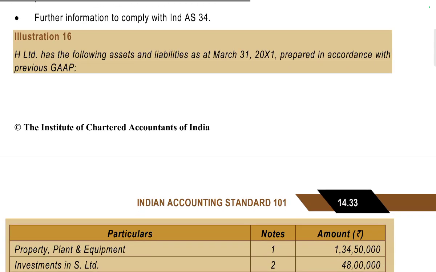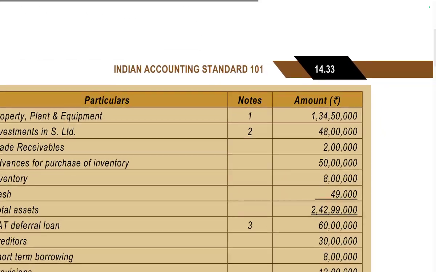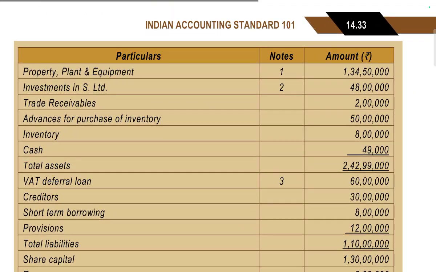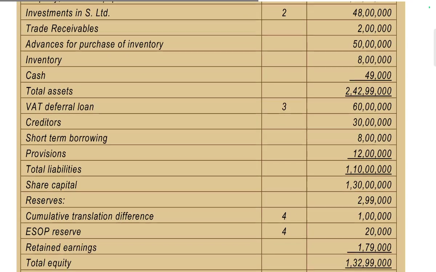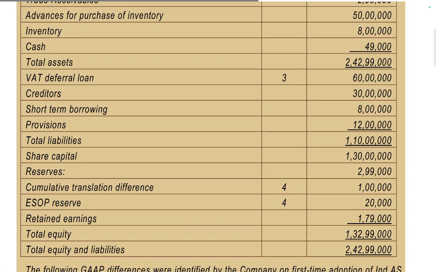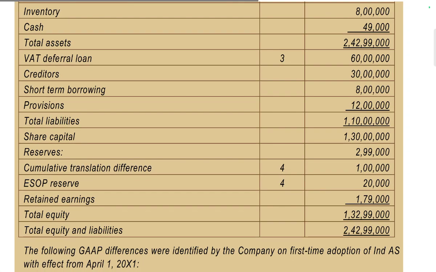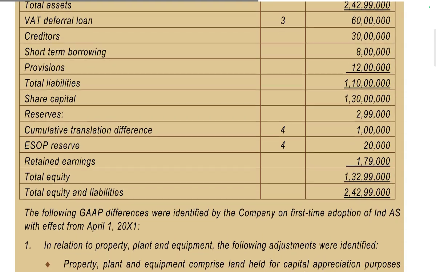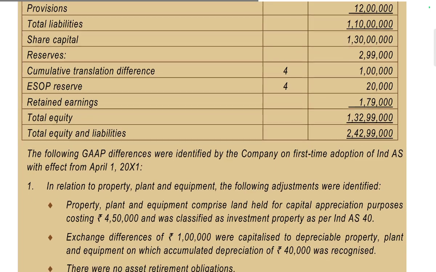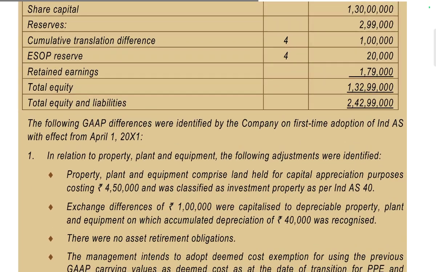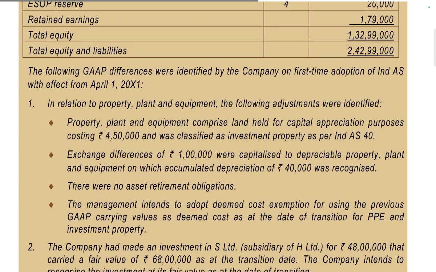Illustration 16. Hatch Limited has the following assets and liabilities at 31st March of the financial year, prepared according to the previous GAAP. Plant, property and equipment 1 crore 44 lakhs, investment 48 lakhs, trade receivable 2 lakhs, advance for purchase of investment 50 lakhs, inventory 8 lakhs, cash 49,000. VAT deferred loan 16 lakhs, creditors 30 lakhs, short term borrowing 8 lakhs, provision 12 lakhs, share capital 1 crore 13 lakhs, reserves 2 lakh 99,000, cumulative translation balance 1 lakh, ESOP 20,000, and retained earnings 1 lakh 79,000, and total equity and liabilities.